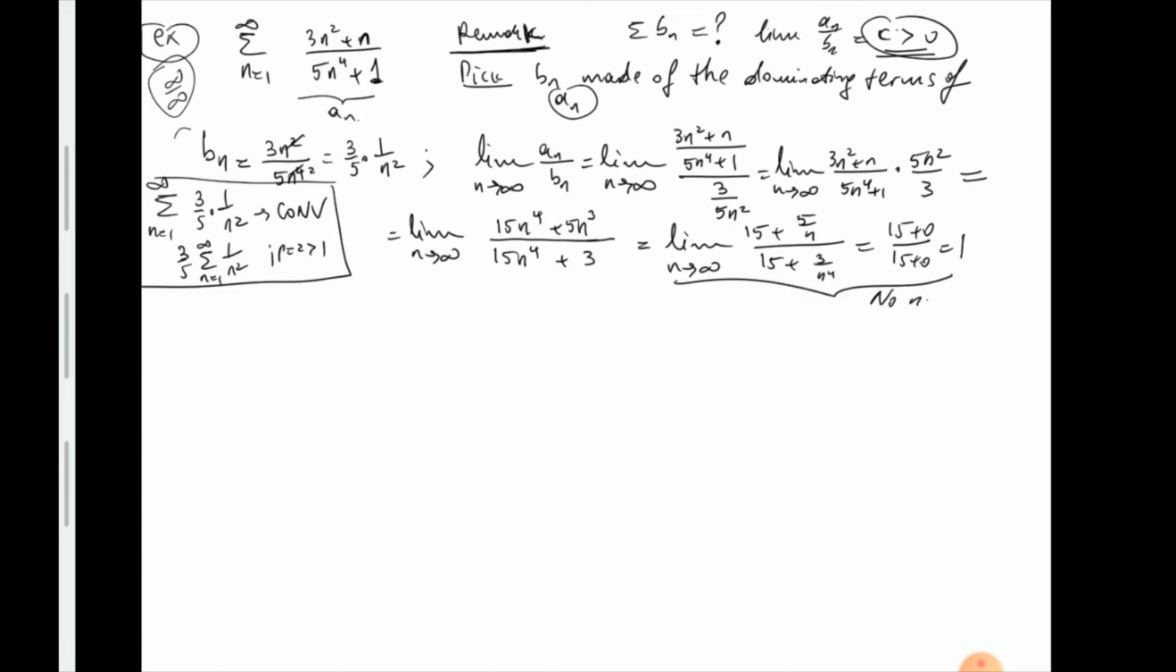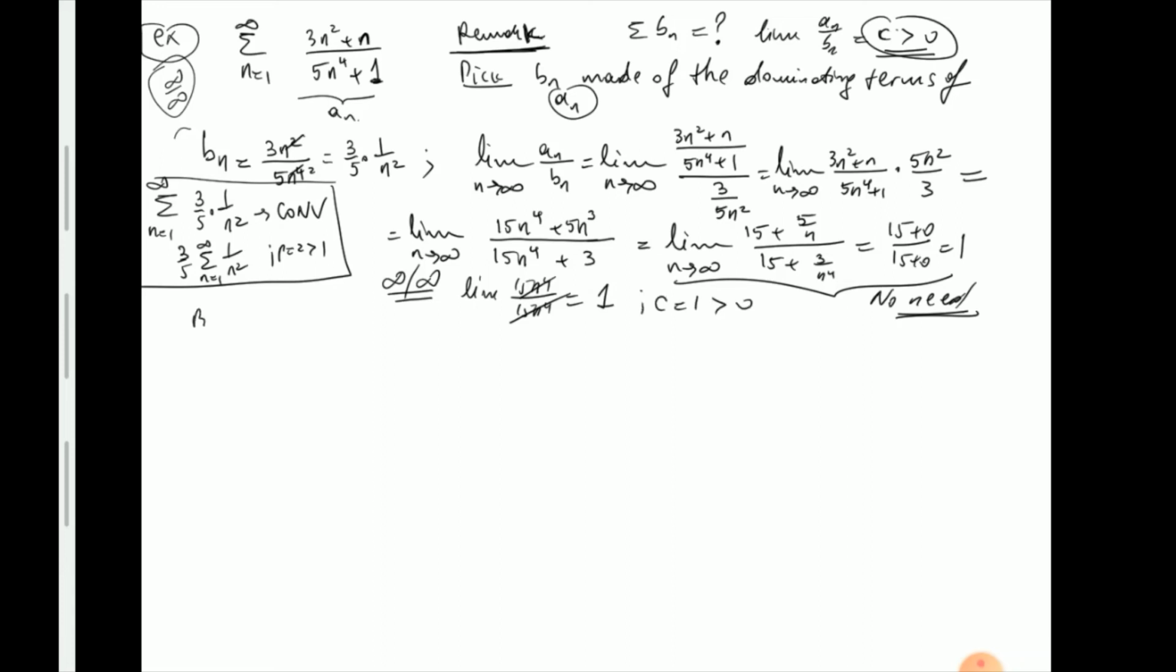No need for this in this class. I'm just mentioning this because in Calculus 1 you did that. Just use that theorem or property that I mentioned before. In the case of infinity over infinity, the limit is given by the limit of the dominating terms. When you have rational fractions like this, in this case it's going to be 1, right, if you simplify 15 and 15. So your C is equal to 1, which is greater than 0.